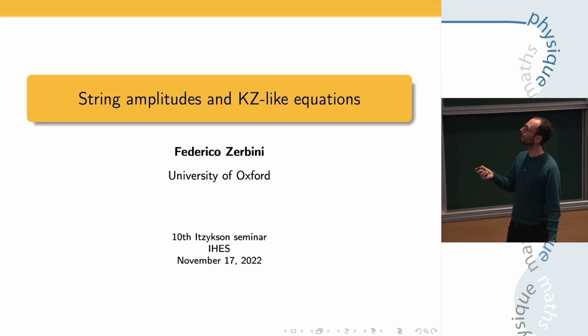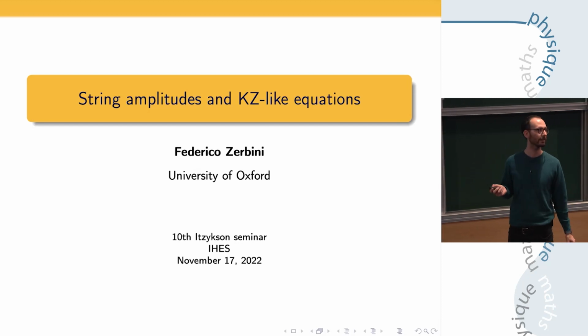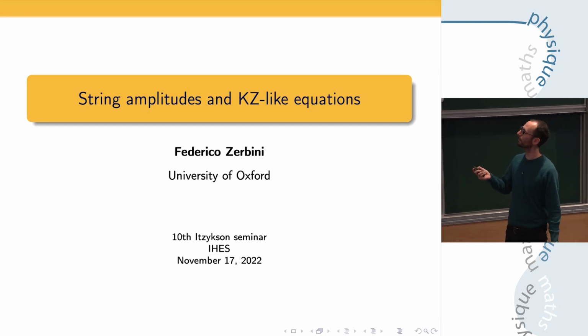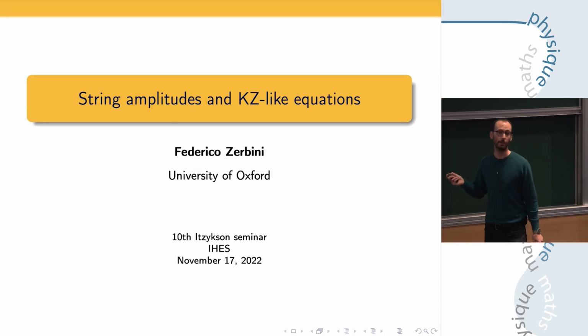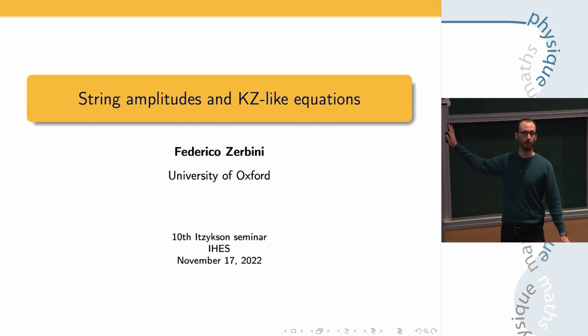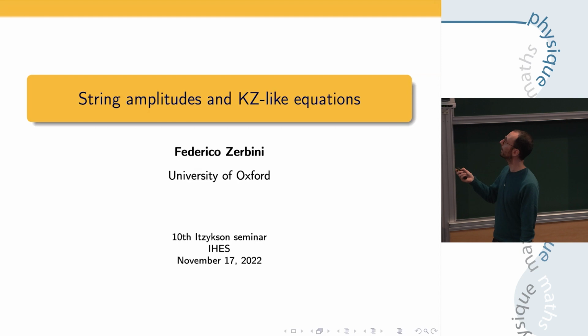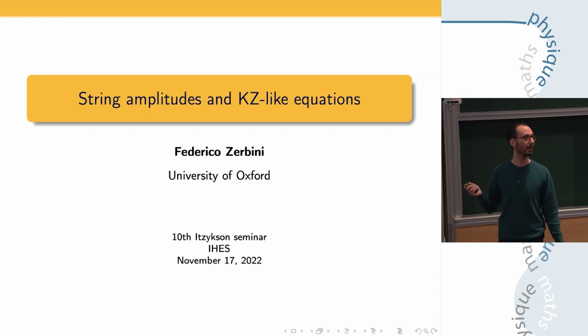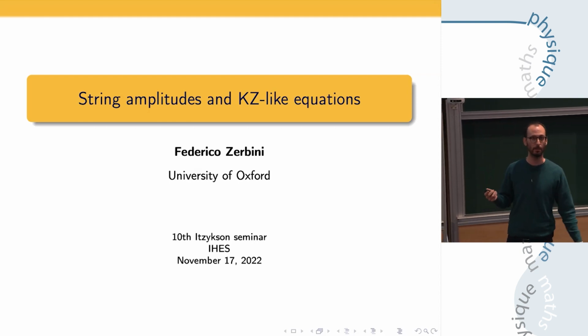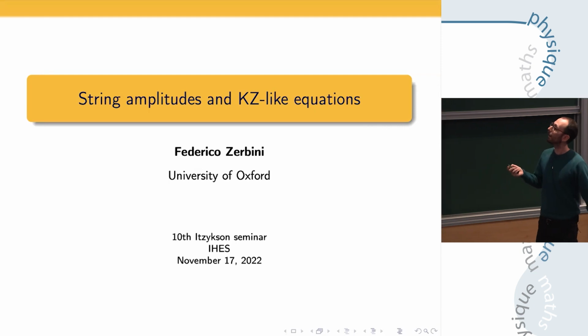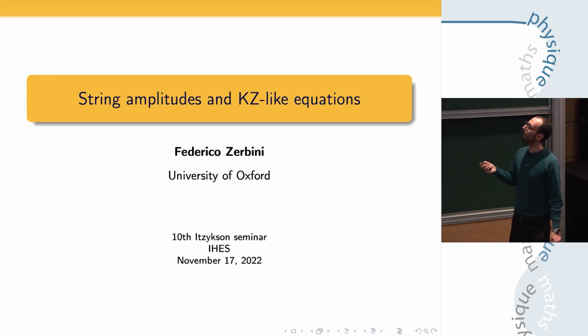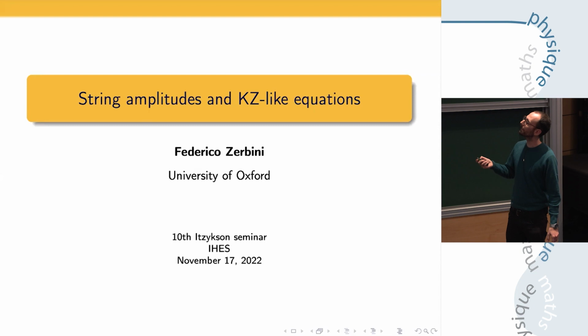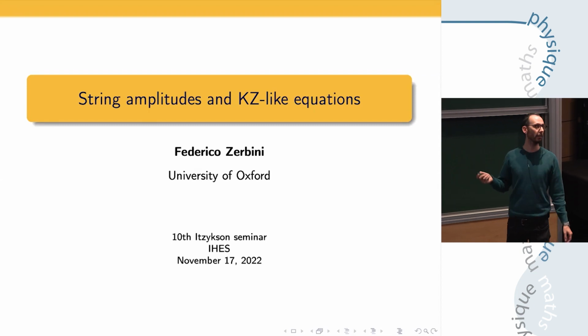I've written papers on this, and then there is the Knizhnik-Zamolodchikov equations. This comes from another part of physics, which is conformal field theories, and this part of physics I really don't know much about, but I know there is some expert in the room, and I want to talk about how they intervene in the computation of string amplitudes, which I found quite fascinating.